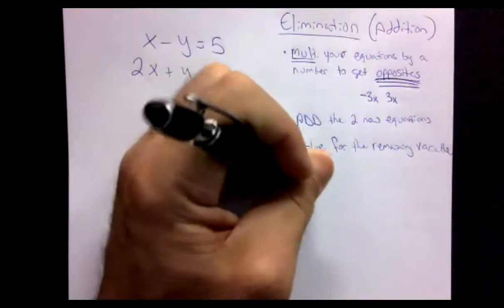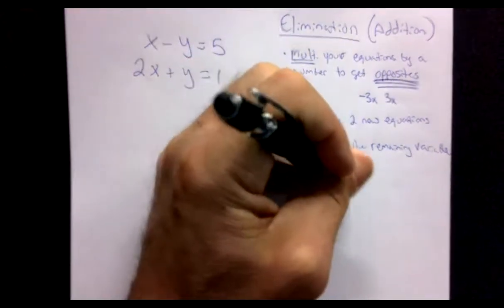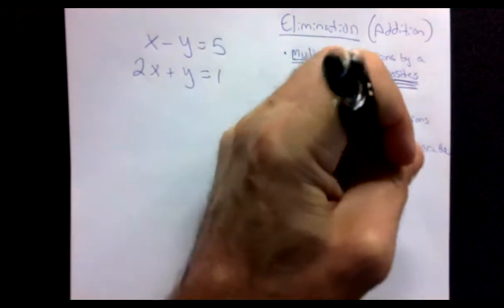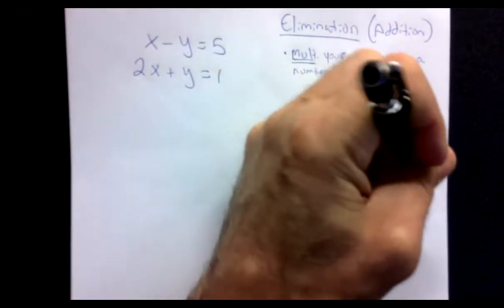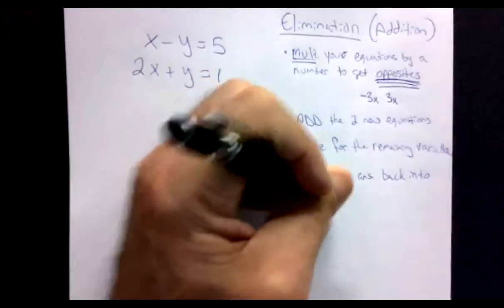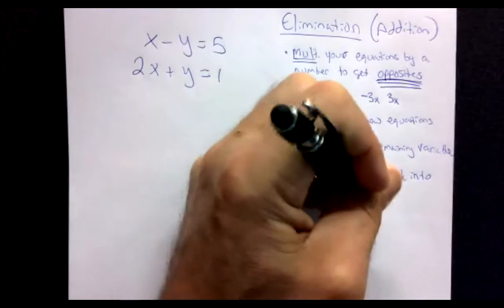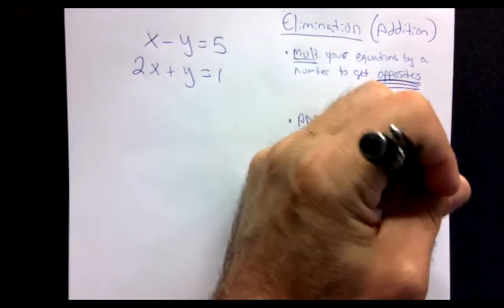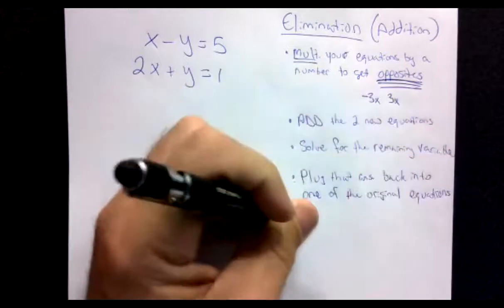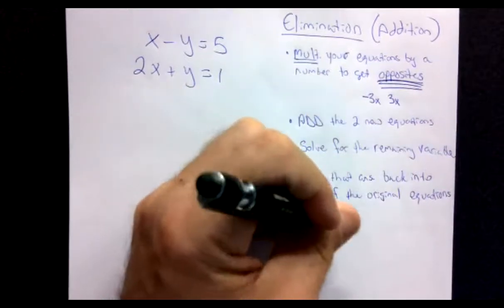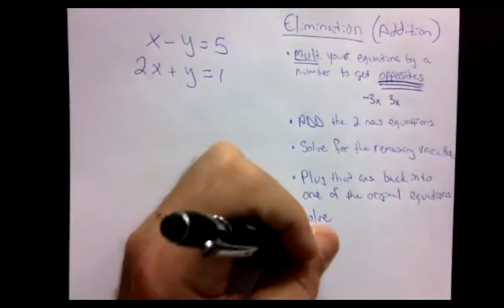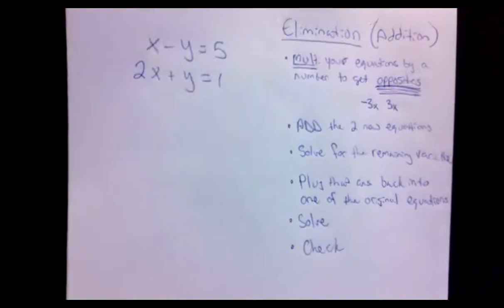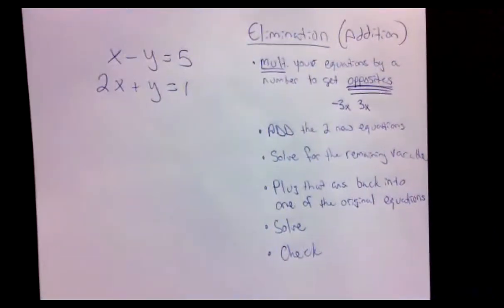Then we're going to plug that answer back into one of the original equations and solve for the final variable. And then if you want to, you can check your solution. So there's a step-by-step method for solving by elimination.